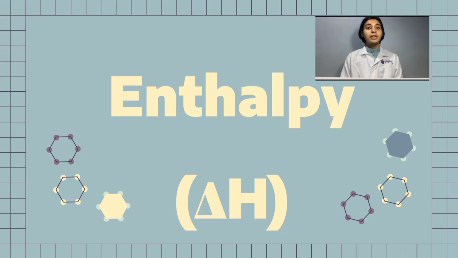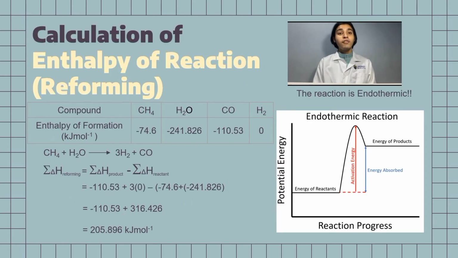Now, let's continue with the calculation of enthalpy for all 3 reactions. First, let's begin with the reforming reaction. As you can see in the table, we have the enthalpy of formation for all compounds involved in the reaction. First, we have to write the balanced equation for the reaction, which is CH4 plus H2O will produce 3H2 plus CO. Using the formula, the reforming enthalpy is equal to the sum of the product enthalpy minus the sum of the reactant enthalpy, we will get this working. And we will have the value of the enthalpy for the reforming reaction as 205.896 kJ per mole.